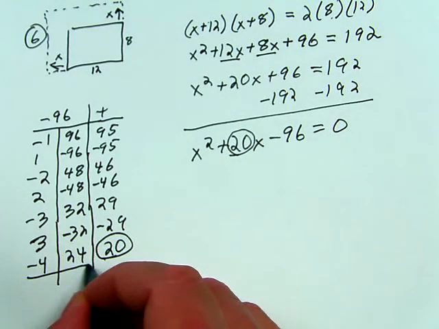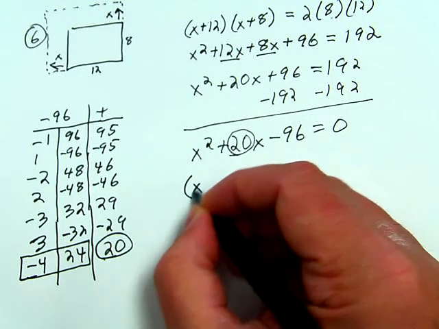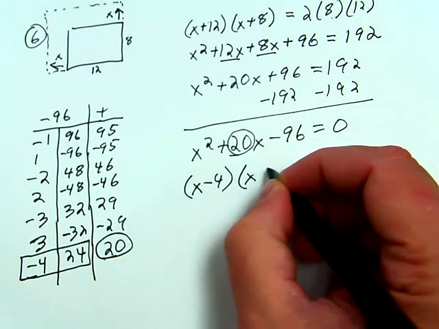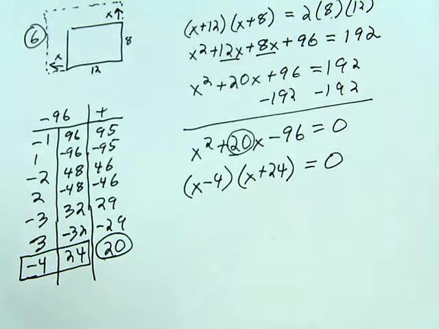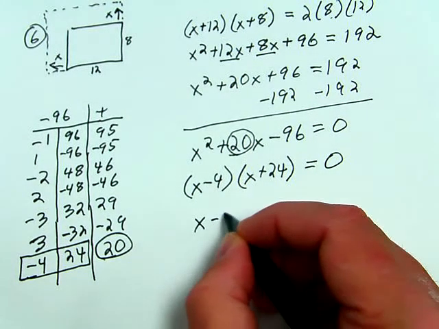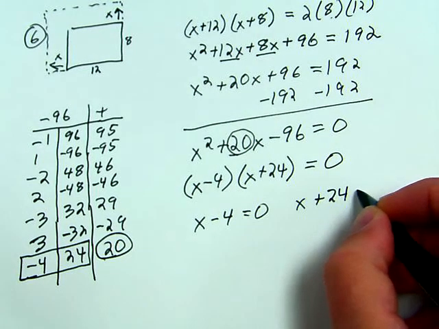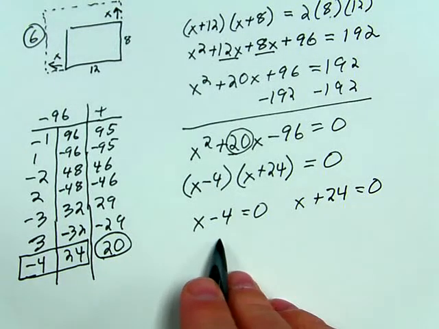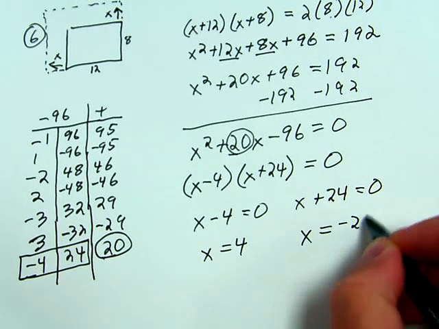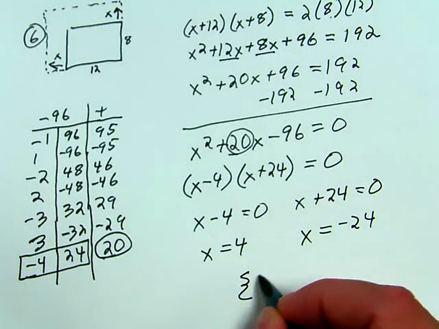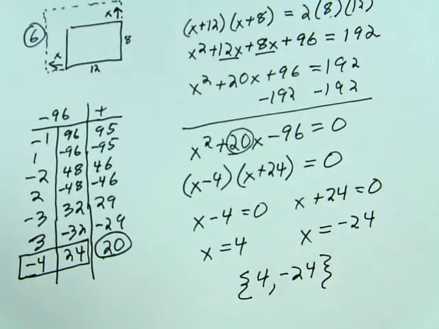So that means these two are my factors and go into my factor. So x minus 4 times x plus 24 equals 0. Then I set each side equal to 0 using the zero product theorem. Add 4 and add 4. X is equal to 4. Over here, x is equal to negative 24. So my solution set is 4 comma negative 24. That's my two possible solutions.